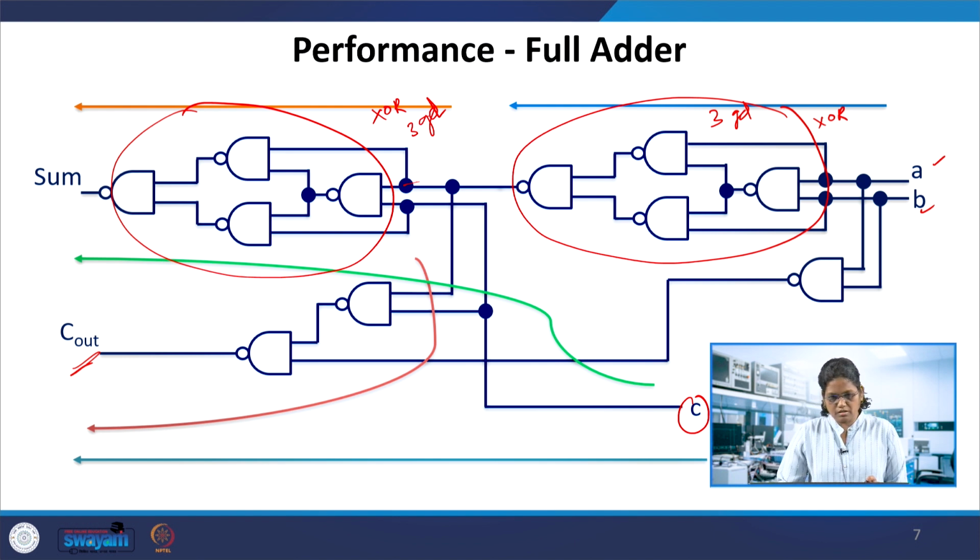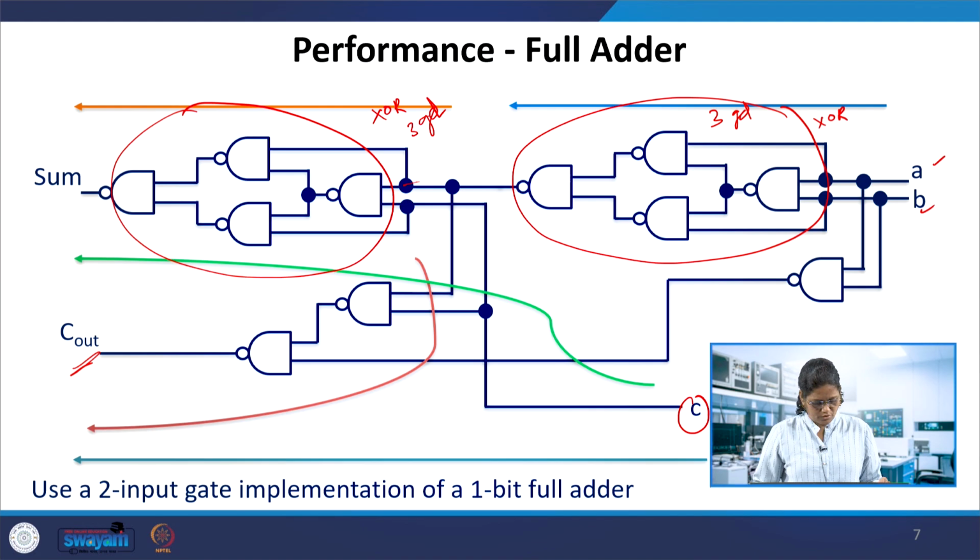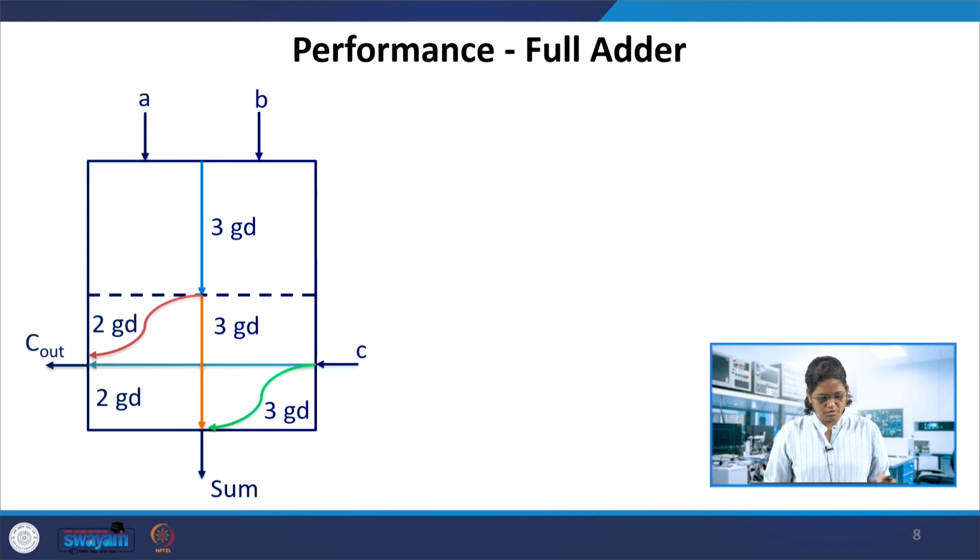So if we consider the whole thing in the case of a two-input NAND gate implementation, we can make this diagram with A and B as inputs, C as the carry in of any stage, and this is C out. This can be multiplied for the ripple carry adder. You have 3 gate delays for the intermediate sum, that is the XOR output, and another 3 for the other XOR gate operation. So once you have these 3, to obtain the C out is only 2 gate delays.